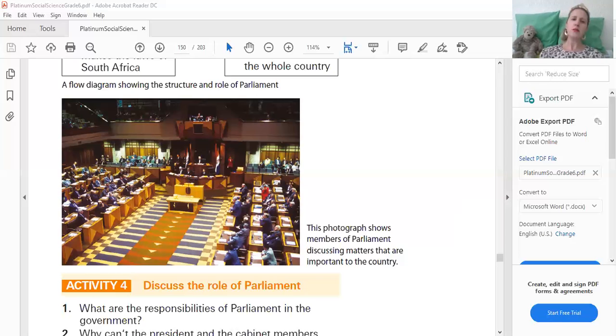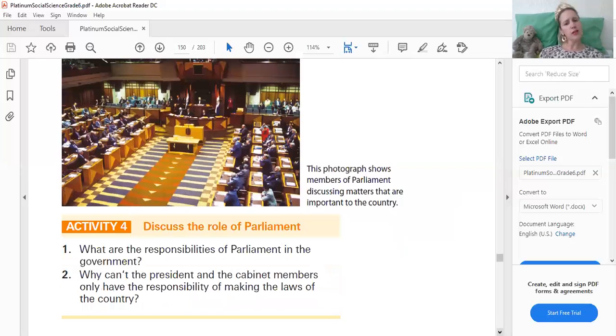Question 1, they make the laws of the country. Why can't the President and Cabinet members only have the responsibility of making the laws? Because it wouldn't be fair. So we need to represent all the people of all the provinces. So we have 10 members per province times 9 provinces, 90 members representing the country to make the laws.